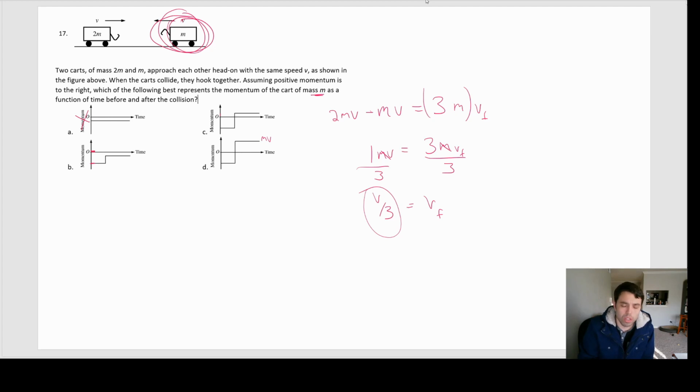My speed was v, and now it's 1/3 of v. So I can't have as much momentum. It is positive though, not negative anymore. So I'm a little bit positive, a little bit above the x-axis, but not this much above the x-axis. So the answer is C. All right.